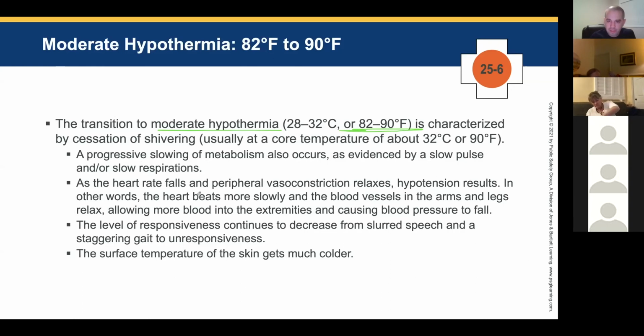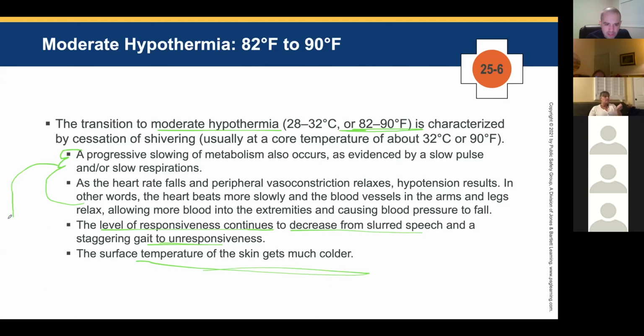In other words, the heart beats more slowly and the blood vessels in the arms and legs relax, allowing more blood in the extremities, causing blood pressure to fall. This means that we can see a decreased level of responsiveness, which can range from slurred speech to unresponsiveness, and the skin temperature gets much colder. Now, let's go back to this progressive slowing of metabolism and this decrease in heart rate.